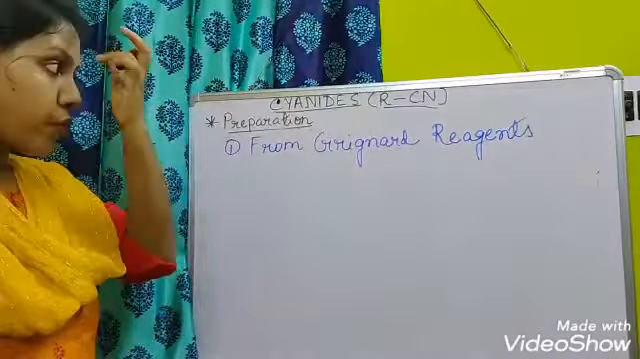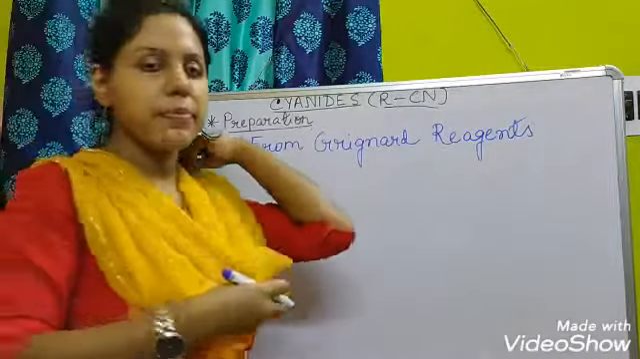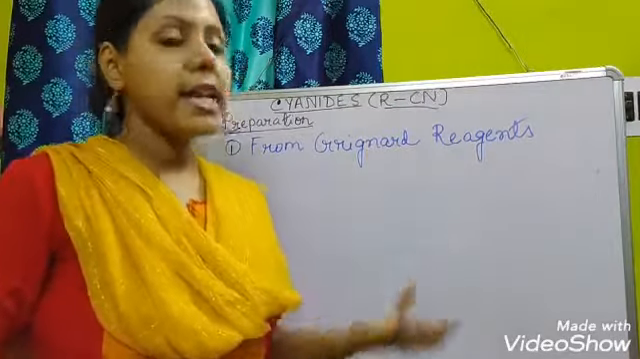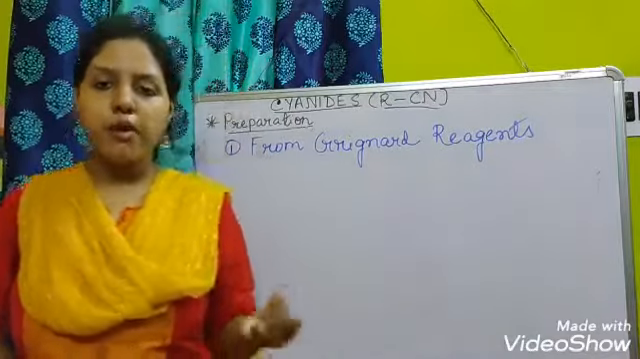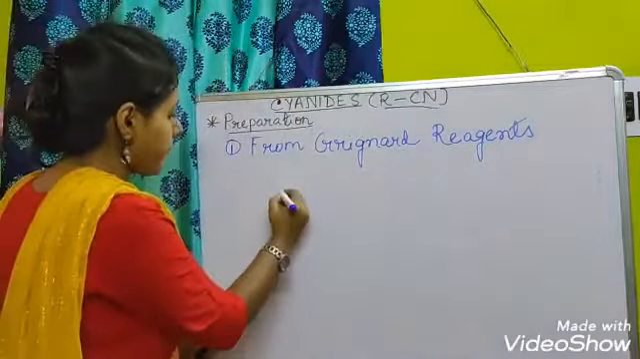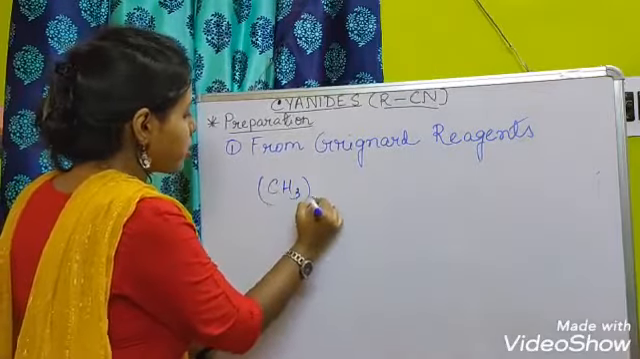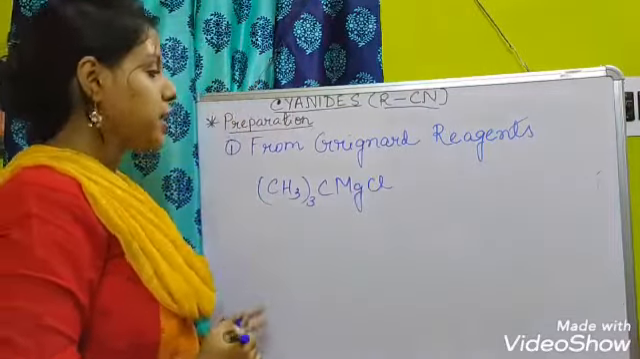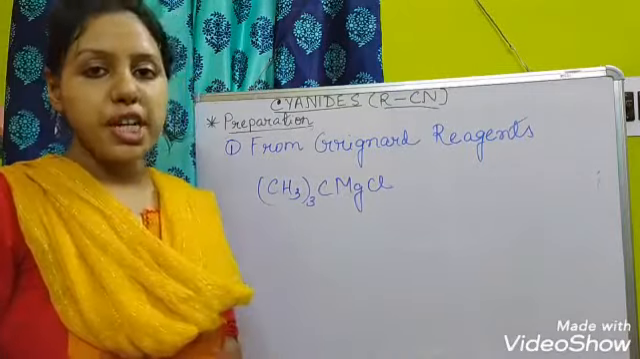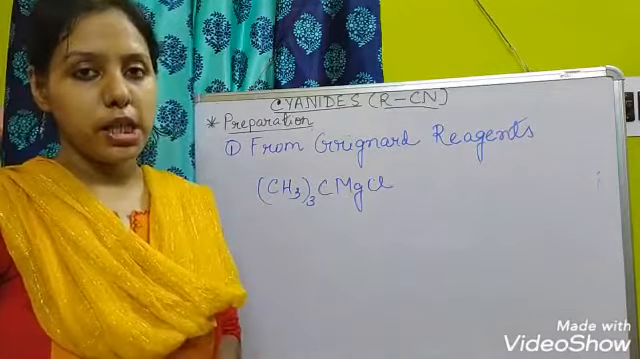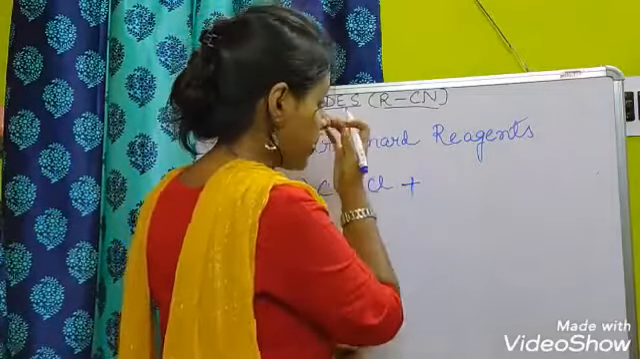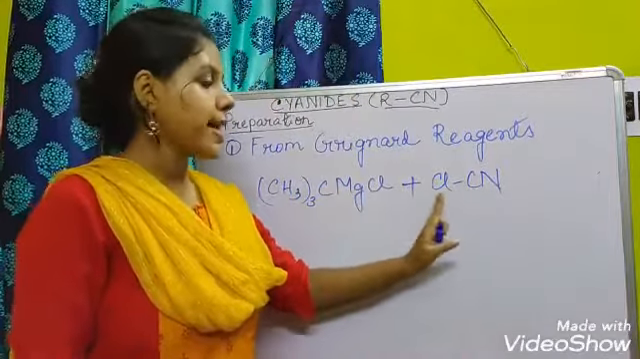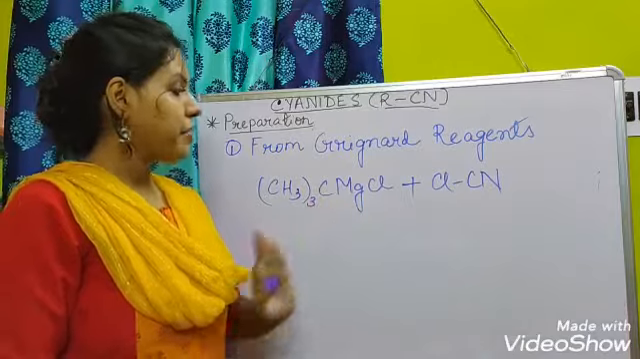First of all, we have to take one Grignard reagent. In this method, the tertiary alkyl cyanides can be obtained very easily. So I am taking tertiary butyl magnesium chloride. Then this compound has to be treated with cyanogen chloride. What is the formula of cyanogen chloride? ClCN. Cyanogen chloride has to be treated with this Grignard reagent.